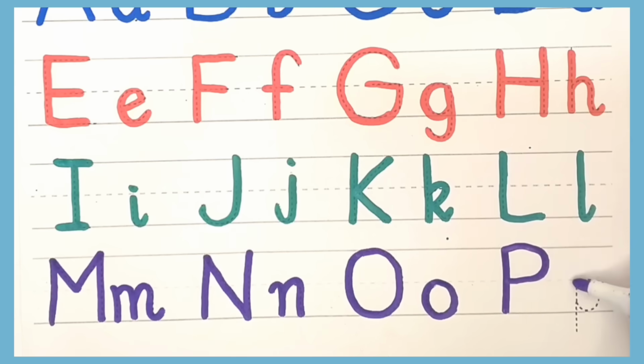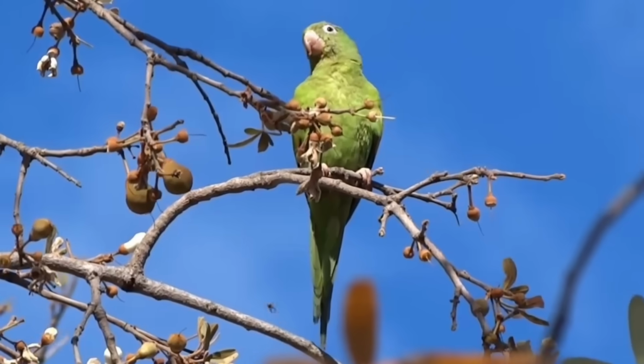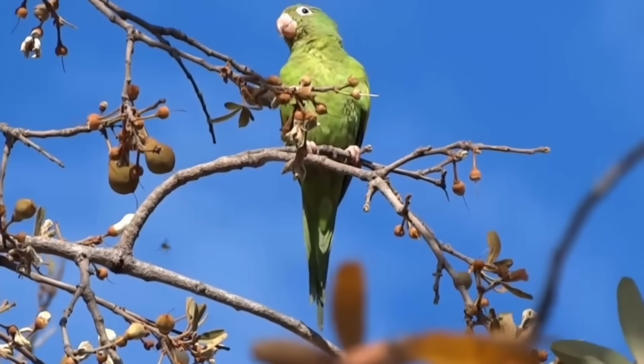Capital P, small p. P for parrot. A parrot is a green bird. It can talk like humans.